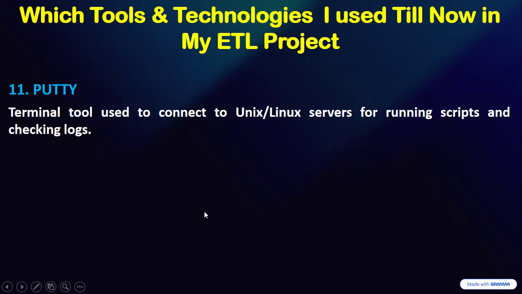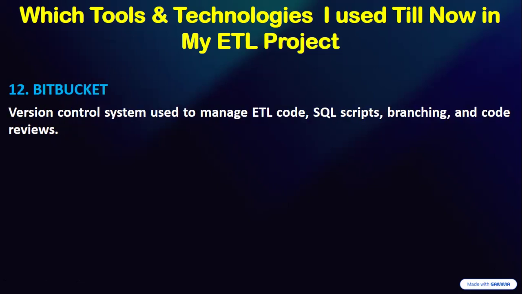Then the next one is Bitbucket. This is also a most commonly used tool. Bitbucket is generally used as a version control system. Version control system in the sense what? Suppose in any IT project, a number of developers work on the same code. If a number of developers are working on the same code, scripts or ETL code, there should be a tracking system which can track which developer has made what kind of changes. That versioning can easily be maintained with the help of the Bitbucket tool.